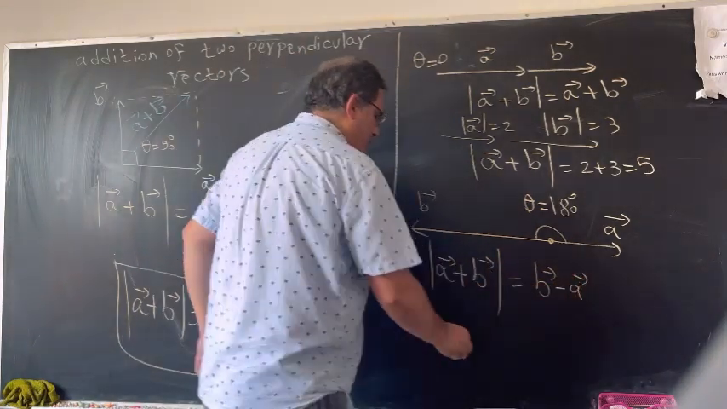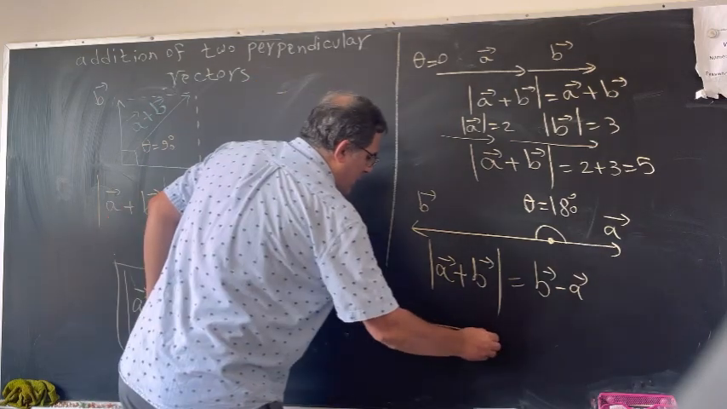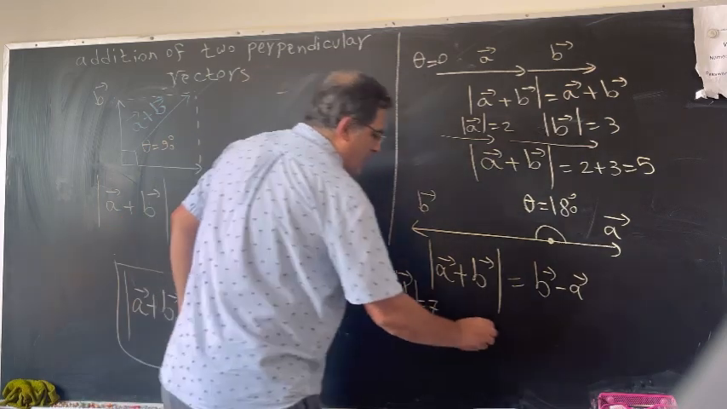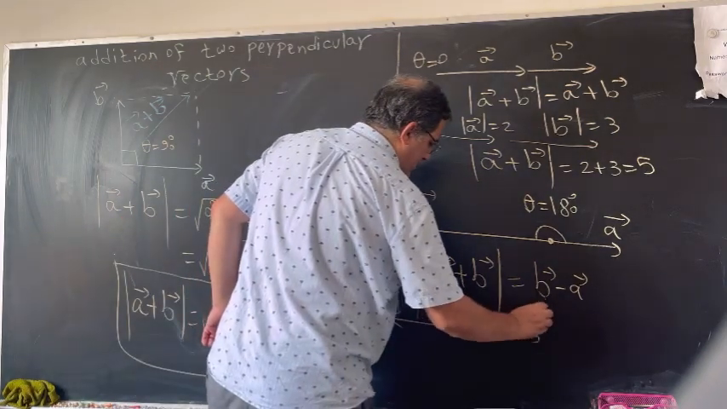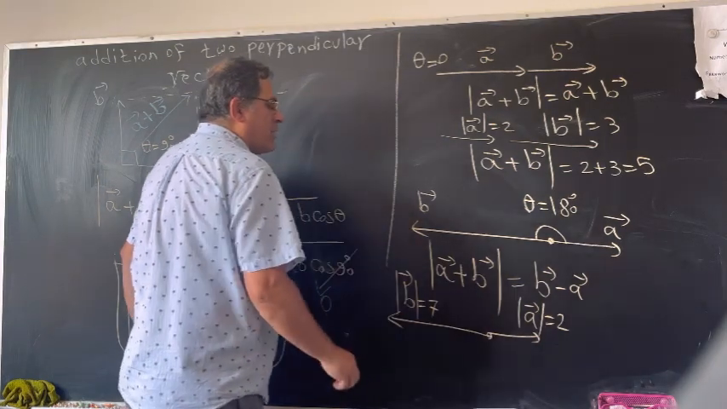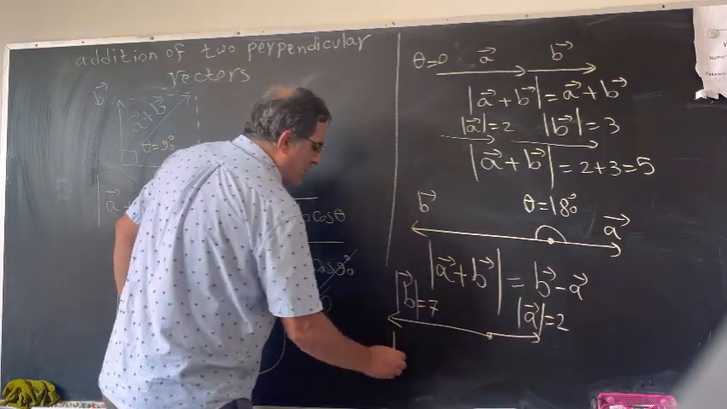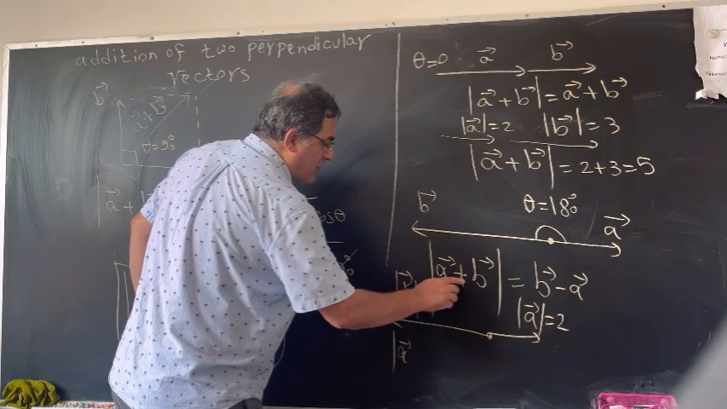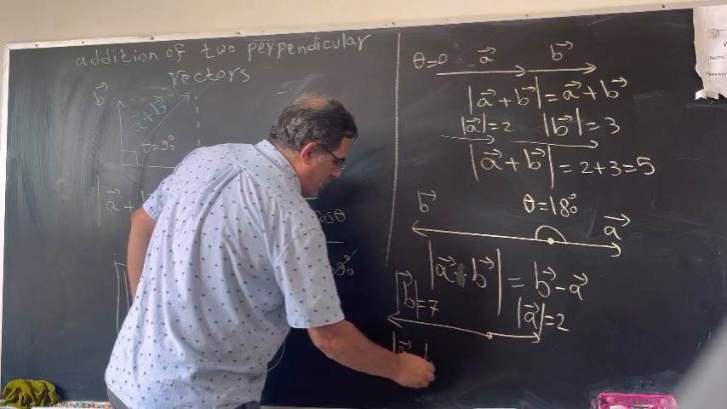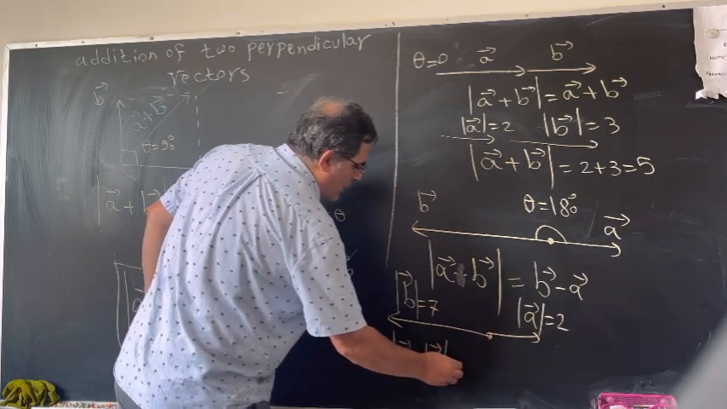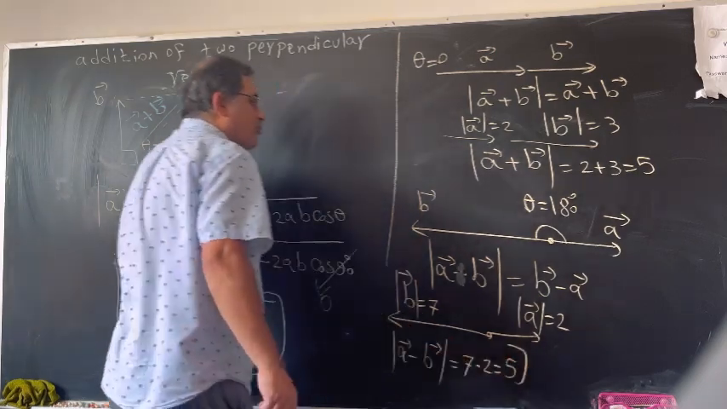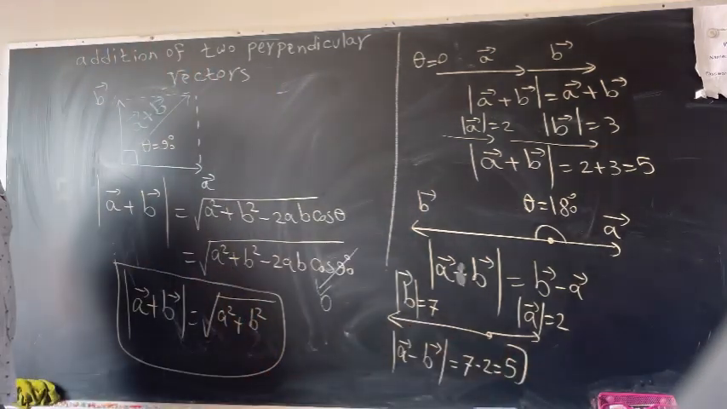For example, vector B has a magnitude of 7 units and vector A has 2 units. The angle between the two vectors is 180, so the magnitude is B minus A. Because the two vectors are in opposite directions, 7 minus 2 is 5. So, Vishal, you got the other one for you.